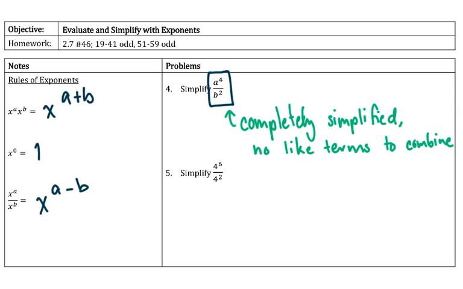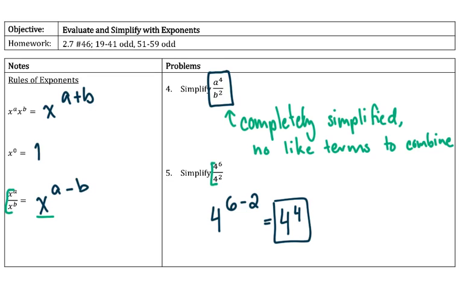Now in number 5, we've got 4 to the 6th over 4 to the 2nd. These are like terms. Again, it's absolutely fine as long as they have the same base. The rule will still apply. You'll notice again the x stays as an x, so 4 to the 6th over 4 to the 2nd will stay as a base 4. And then 6 minus 2 to use our subtraction rule here. And then we end up with 4 to the 4th as the simplified answer.